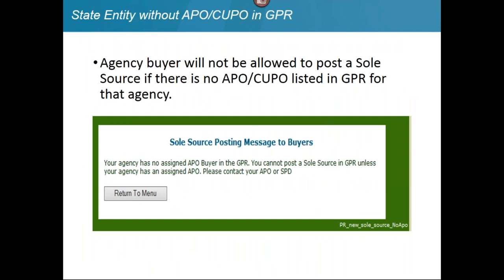So let's review the approval process that's now in the system. First of all, with a state entity that does not have an APO or CUPO listed in the GPR, the system will not allow the state agency buyer to post the sole source. So it's very important, number one, that you all go into the GPR to update your entity's information as far as your APO, CUPOs, and your buyers and the roles for those people. If you need assistance to do so, you can contact our help desk to walk through that process.